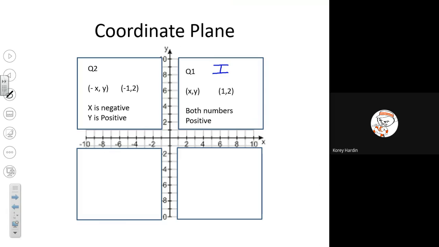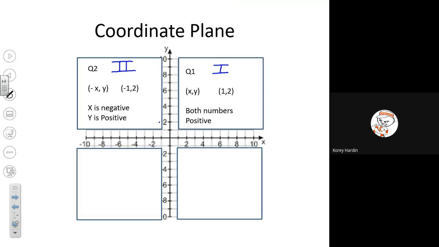Quadrant 2, my x-axis is going to be negative and my y-axis is going to be positive. An example of that would be -1, 2. So I would go left 1, up 2, and I would have a point somewhere about right there. So left 1, up 2. Now, we also use Roman numerals when describing this. So the Roman numeral for 2 is going to look something like that. So this is in quadrant 2.